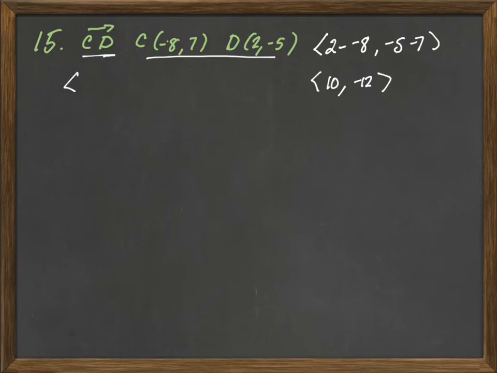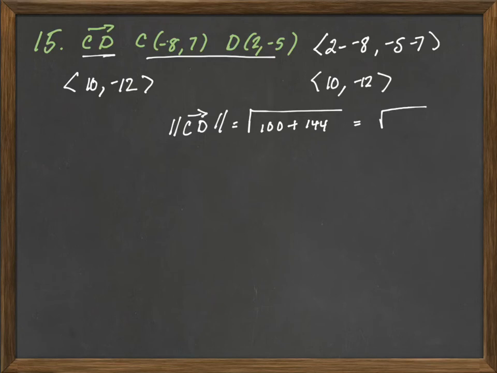So put that down, and then the magnitude. So the magnitude of CD is equal, I'm using the component form to help me with this, to the square root of 10 squared plus 12 squared, so 100 plus 144 is the square root of 244. Let's break that down. That's 2 and 122, and that's 2 and 61. And then 61 is prime. So it's 2 square root of 61.